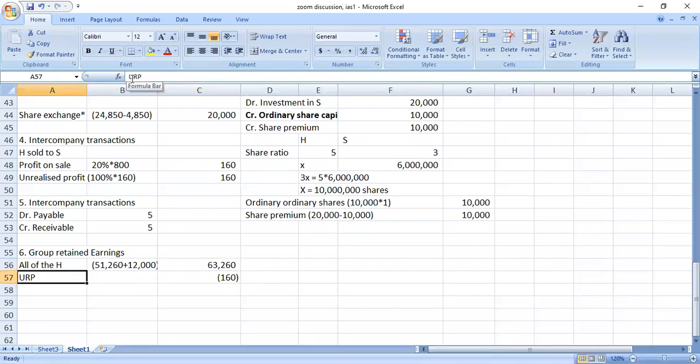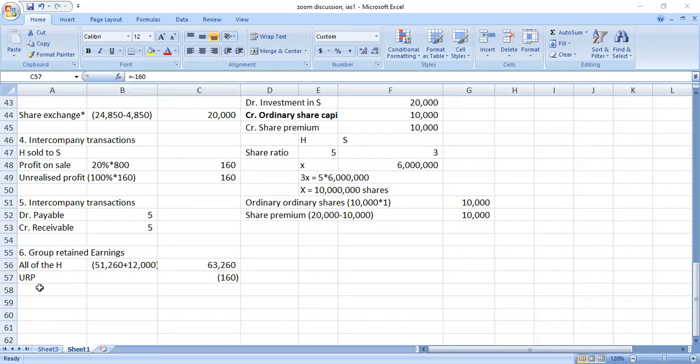Then any adjustments that are affecting the profit directly of the parent must be deducted. That's why you're saying the unrealized profit was on the parent, so we come and remove it strictly here. So what else do we do?